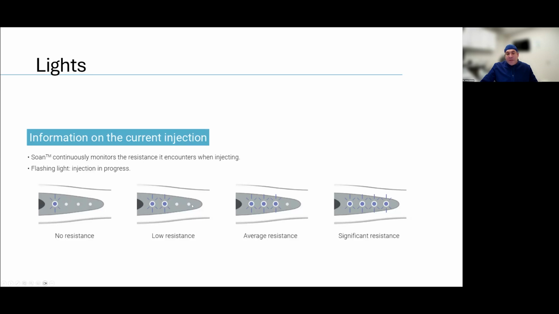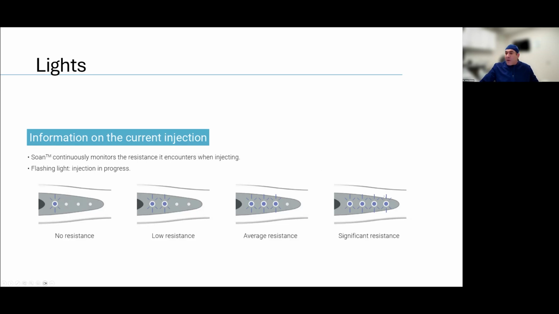The wonderful thing about these units is that the algorithm will not let you get in trouble. If it senses that there is too much pressure for too long, it's actually going to shut you down and retract your needle. So that safety mechanism is built in. Some people are worried about, am I giving too much pressure? The unit will keep you safe. So you want to see that 1 to 2, maybe a third blinking light on your SOAN.